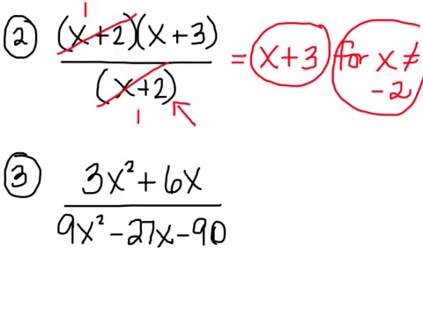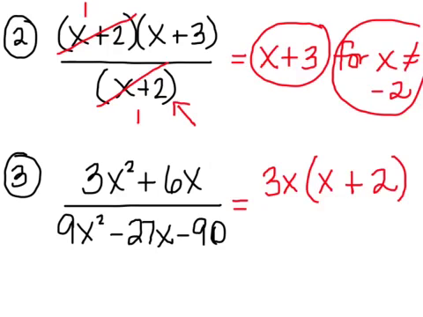Any of the factoring methods that we've learned in the past can be used in these rational expressions. For example, both of these have a GCF. We haven't done one that had a GCF yet. So the GCF of the top is 3x. If you factor out the GCF, you're left with x plus 2 in the numerator.